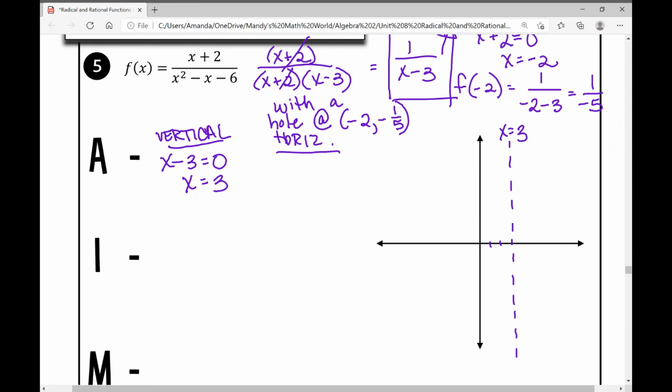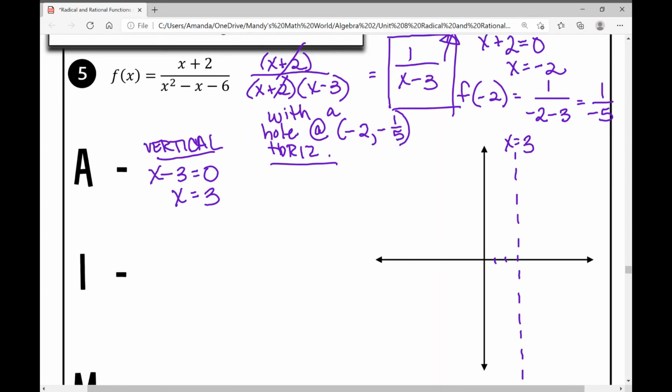X equals 3, and the horizontal asymptote, you can see that there's more on the bottom. So there's more on the bottom, which means what is that horizontal asymptote? Is it the ratio of the first terms, or is it y equals 0? It's y equals 0. So I know the horizontal asymptote is just that x-axis.